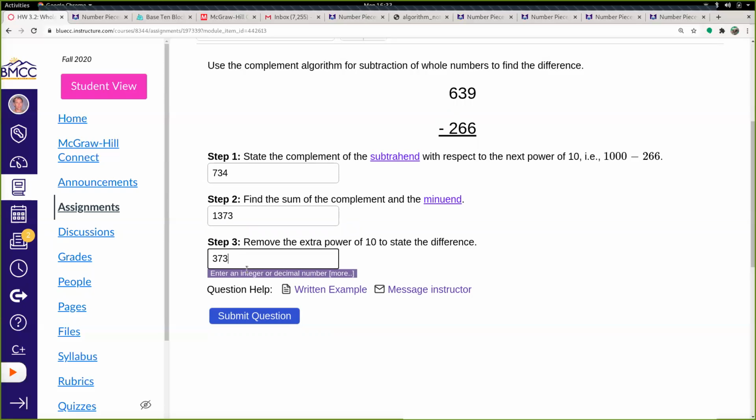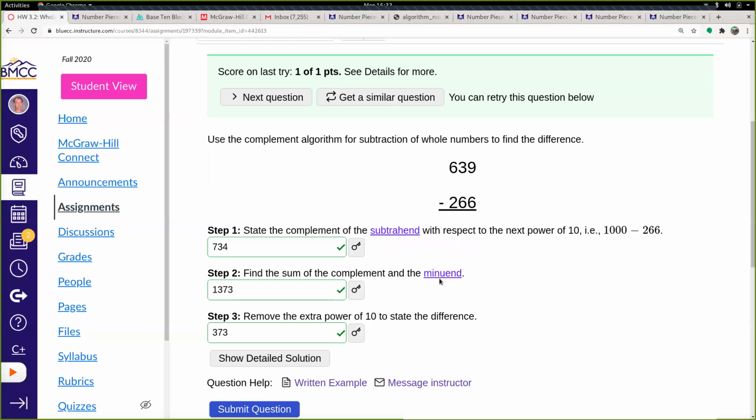You can always double check that using the standard algorithm on 639 minus 266. That should be the result. So here's where you get to practice doing the complement method on the computer. And I highly recommend you write it on paper. I just did all that in my head. Put it on paper. Good idea.